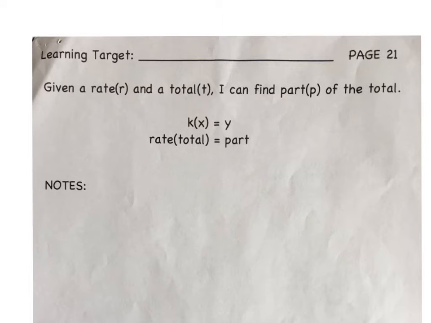Welcome to Accel Pkt number 4, page 21. On this page, we're going to be using the formula K times X equals Y. We know that K represents a rate. Please jot down these notes.